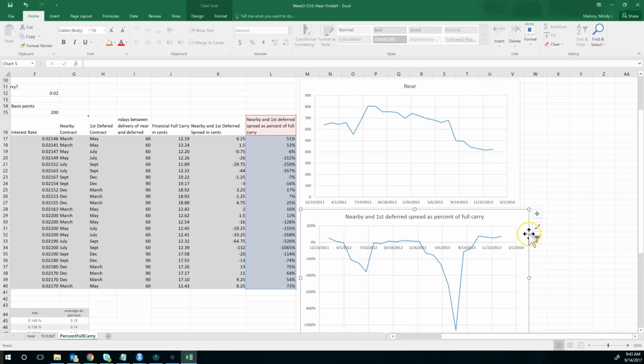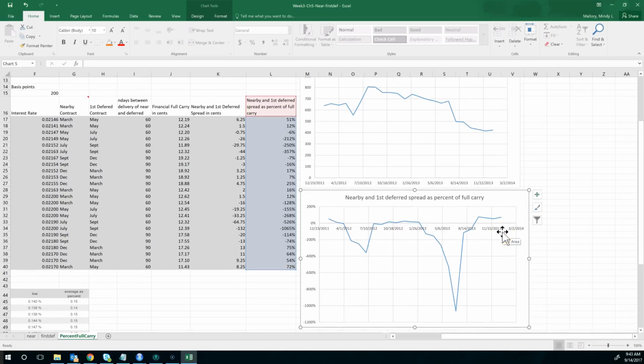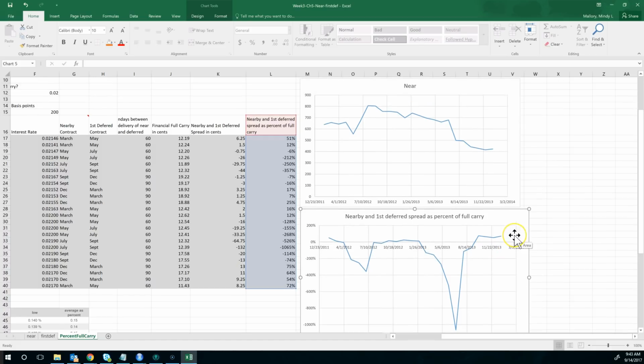Now you see, when we calculate the spread of the nearby and first deferred as a percent of full carry, you see some very significant negative percents of full carry. And these spikes down are when the market is saying, please do not hold stocks. Bring everything to the market right now. We are almost out of grain. That's essentially the signal. If you hold stocks, you will lose a lot of money right now.